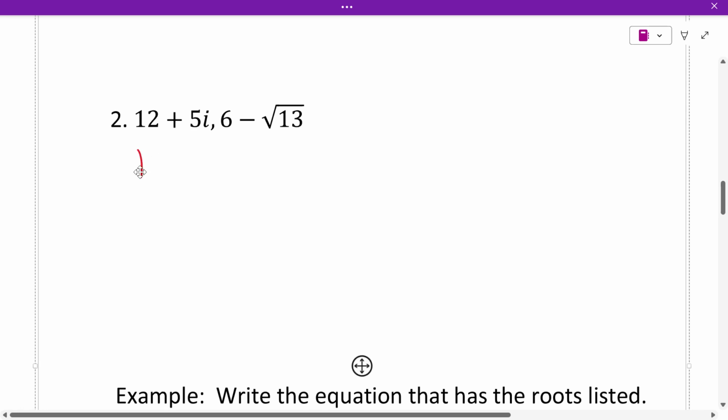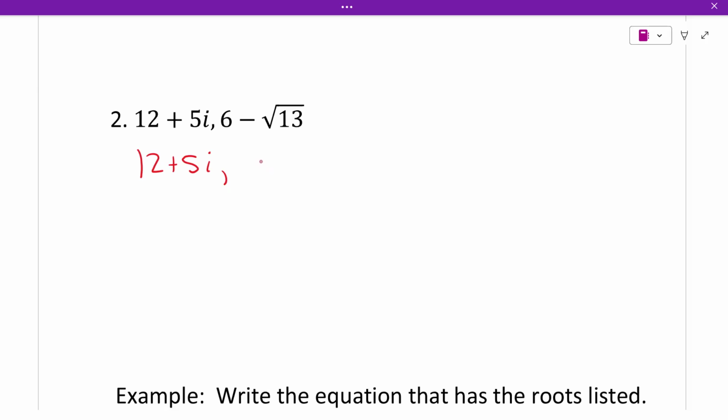So if 12 plus 5i is a solution, what's another solution? 12 minus 5i. If 6 minus the square root of 13 is a solution, what's another solution? 6 plus the square root of 13. All right.